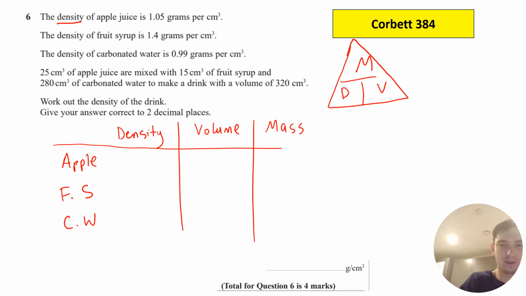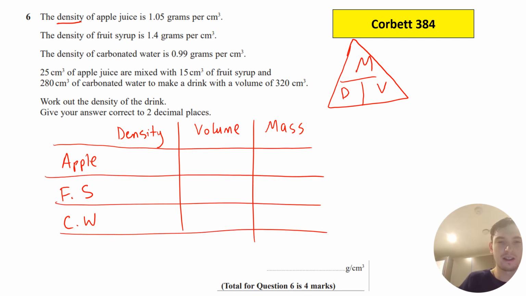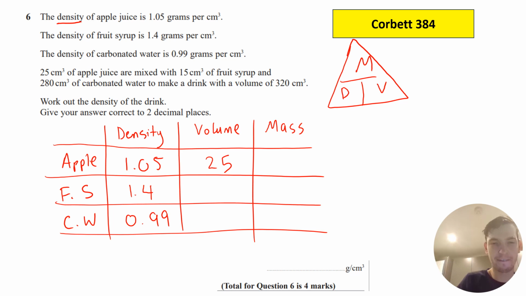Okay, so let's write down what I've got. Density of apple juice, 1.05, fruit syrup, 1.4, carbonated water, 0.99. Volume, apple is 25, fruit syrup is 15, carbonated water is 280, and I definitely want the total drink.